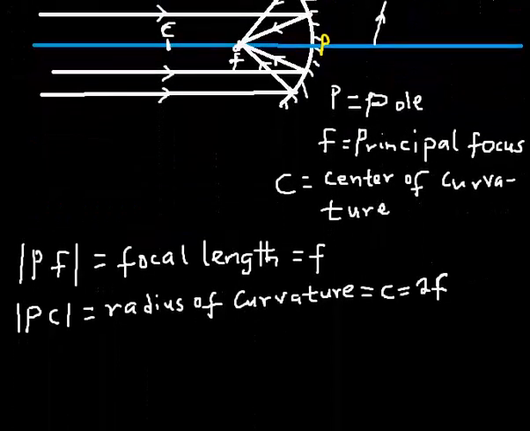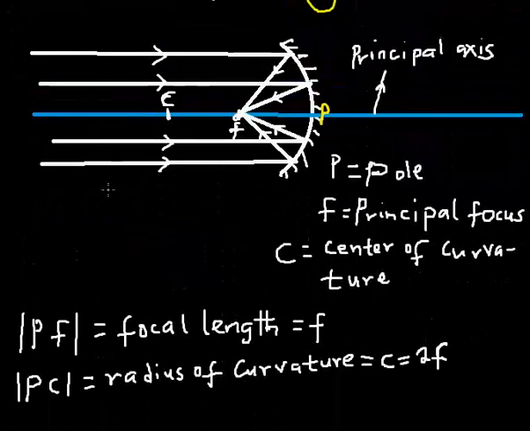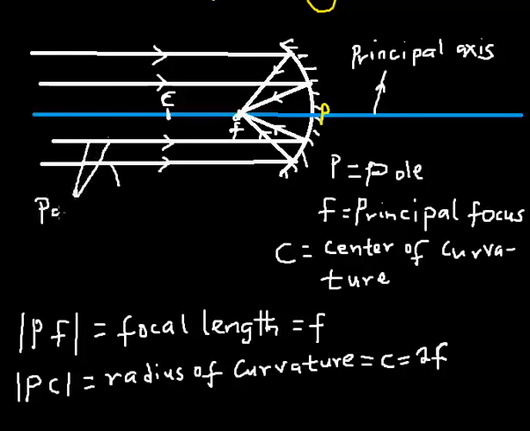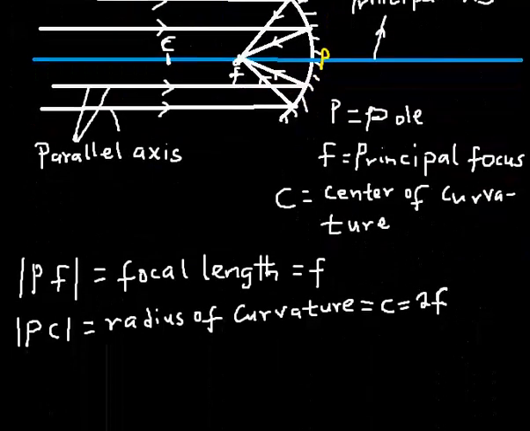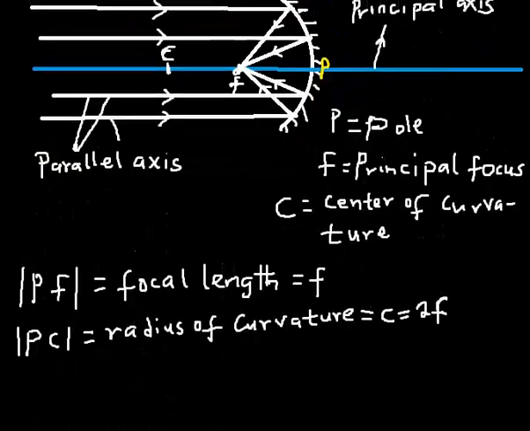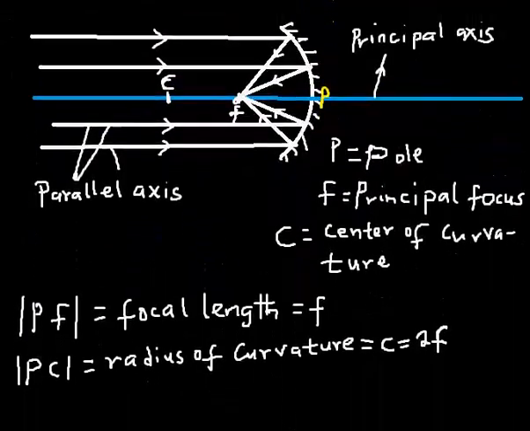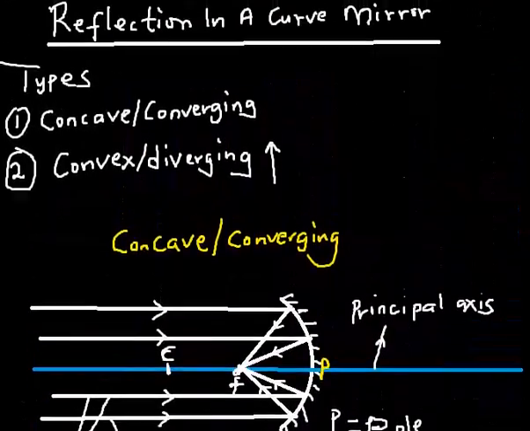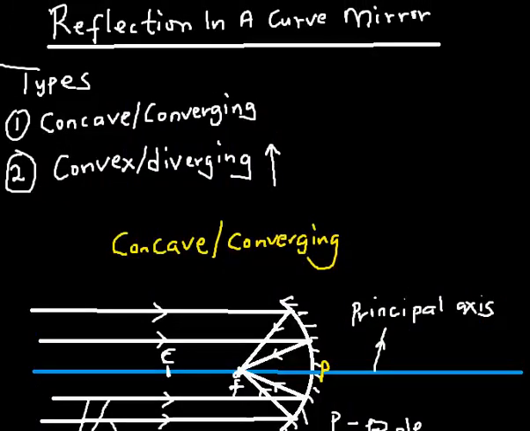Basically, all these lines that are used to represent rays of light, we call them parallel axis. They are used to represent parallel rays of light that are incident on the mirror. Having known the basics, this is the concave, or converging, mirror.